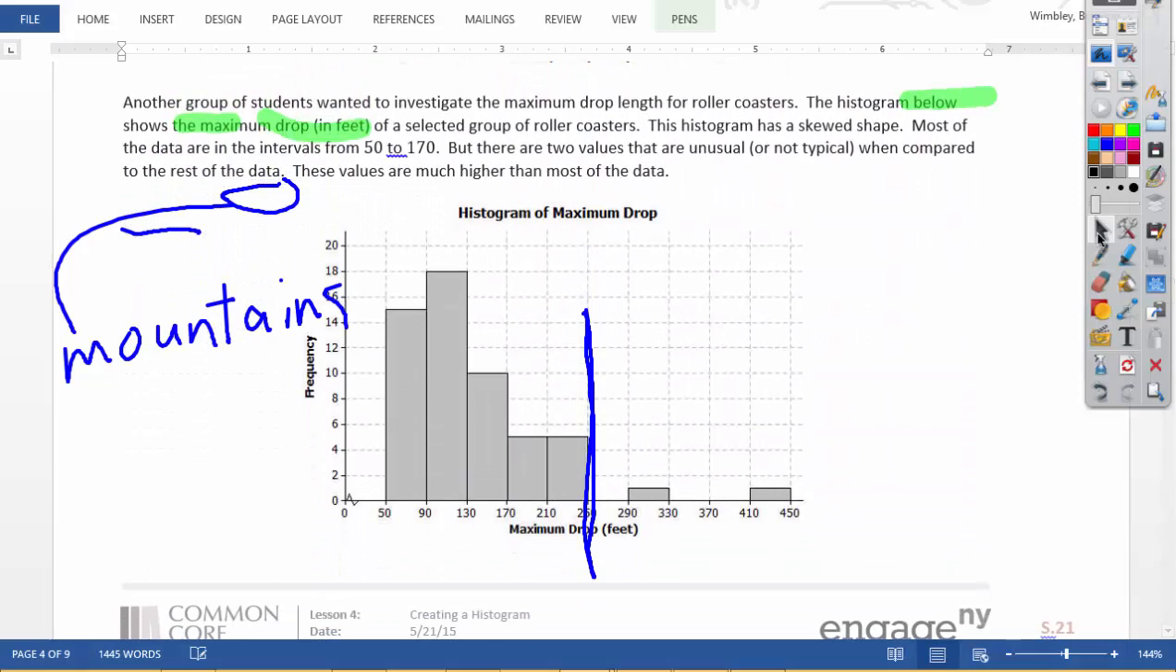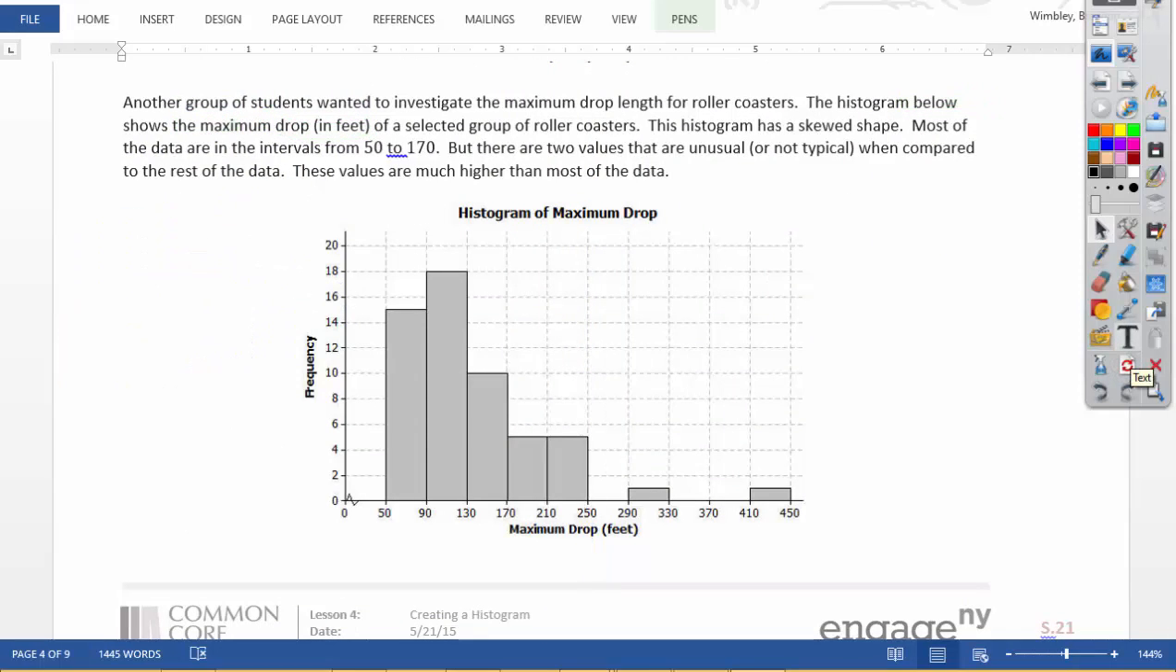Okay, another group of students wanted to investigate the maximum drop length for roller coasters. The histogram below shows the maximum drop in feet of a selected group of roller coasters. This histogram has what's called a skewed shape. So we have symmetric and skewed. Most of the data intervals are from 150 to 170. But there are two values that are unusual. Hey look, there's that word again, atypical, or not regular when compared to the rest of the data. These values are much higher than the others. Notice how when it's saying higher, it's referring to the feet, not the frequency. It's referring to the feet.